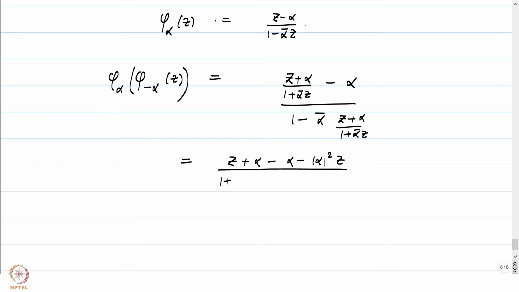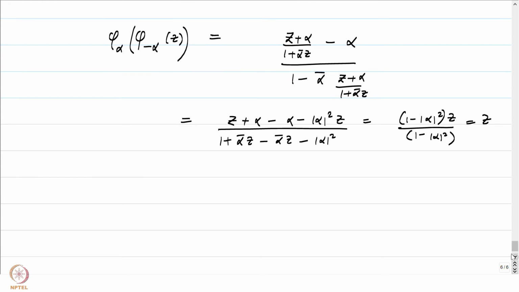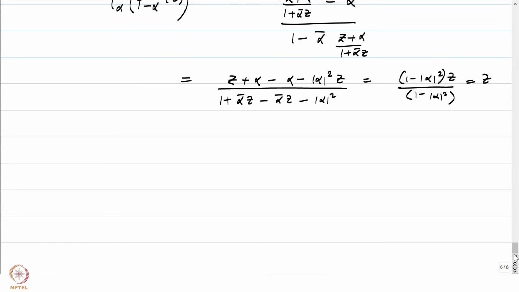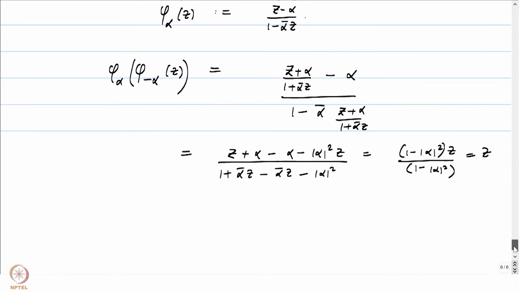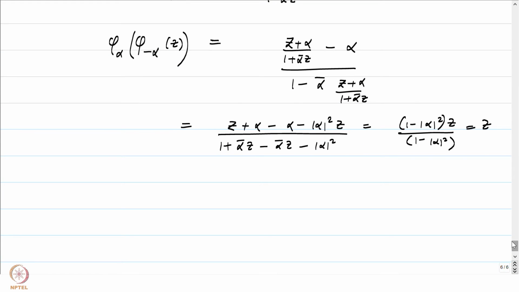Over the denominator 1 plus alpha bar z minus alpha bar z, plus minus absolute value of alpha squared. And if you notice, this is just going to be equal to 1 minus absolute value of alpha squared times z, by 1 minus absolute value of alpha squared, and that's equal to z. So phi minus alpha is an inverse of phi alpha. They are functions which are inverse of each other wherever we can talk about phi alpha and phi minus alpha. Of course, phi minus alpha is also a Mobius transformation.